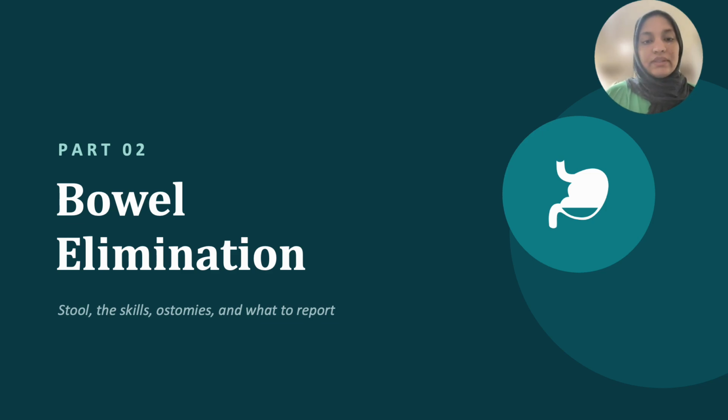All right, so part 2, bowel elimination, is the same structure. We'll trace the GI tract, learn what normal stool looks like using the Bristol scale, cover constipation, impaction, and diarrhea, and then the skills. We'll look at specimen collection, enemas, suppositories, and ostomy care, plus the finding that needs to be reported right away.